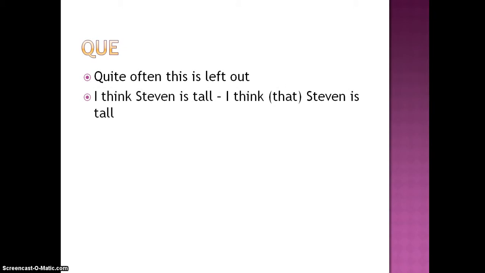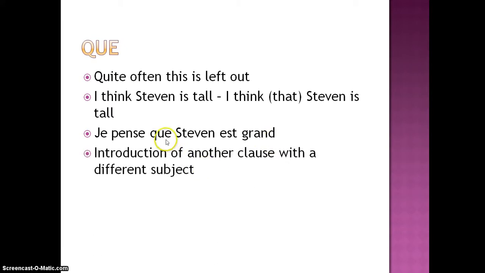Que is a bit of a tricky one, and it's quite often left out in English. So, for example, I think Stephen is tall. What we're really saying is I think that Stephen is tall. And in French, you can't get away from putting it in. Je pense que Stephen est grand. Okay. It's usually when we have an introduction of another clause. We have our first clause, I think, separating the clause with a que, the relative pronoun que, and then we have our second clause here, okay, with a different subject. Je pense que Stephen est grand.